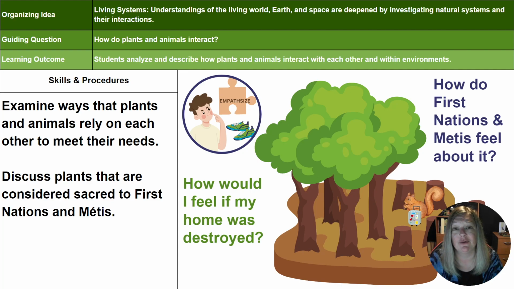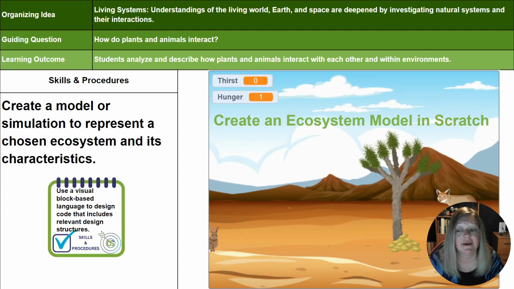And how if I rely on my house for shelter and my house is gone, what's going to happen when it rains? And if I rely on the trees for food and the trees are gone, what am I going to eat? And then obviously we're definitely empathizing when we're looking at the perspectives of First Nations and Métis cultures and their relationships with plants. So this would be a time when you could specifically talk about, oh, hey kids, we're doing some of the design thinking process right now. What one are we doing? And then making that direct connection to this is empathizing when we're considering someone else's perspective.